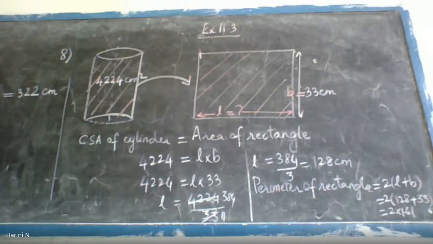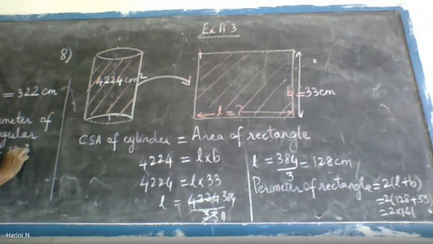Therefore, perimeter of rectangular sheet is 322 centimeters.